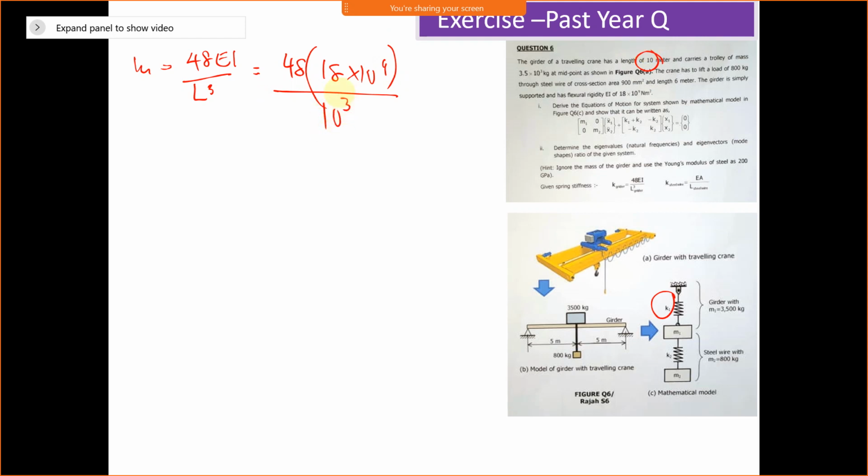Then what is our K1? K1 kita kira dan kita akan dapat 864 darab 10 kuasa 6 Newton per meter. Betul? 864 times 10 power 6. That is our K1. So K2 pula adalah EA over L. So our E adalah, what is our E? 200 kan? 200.